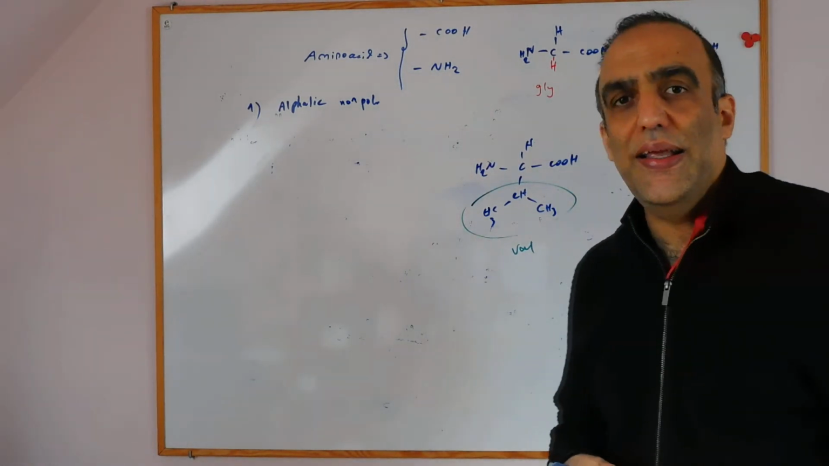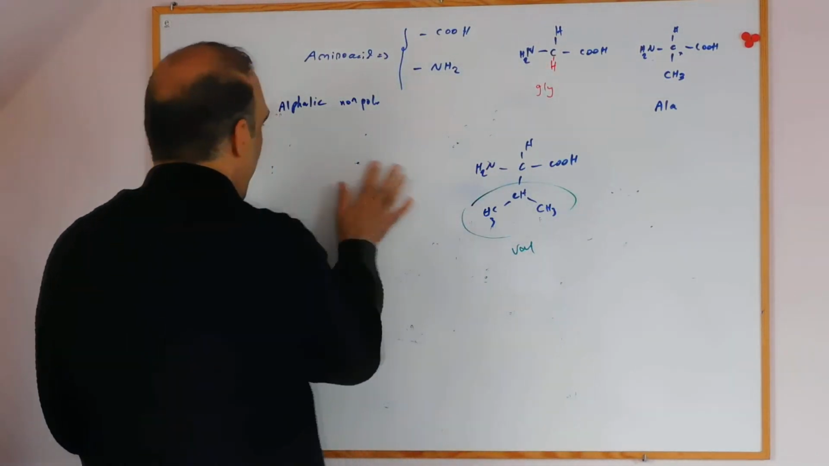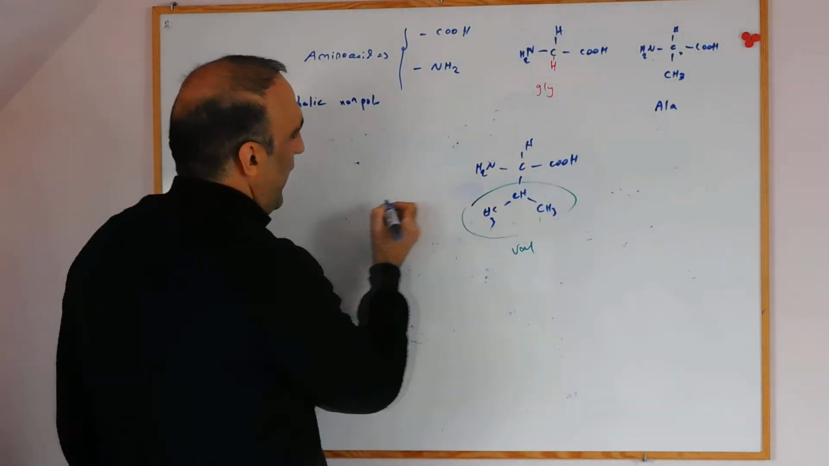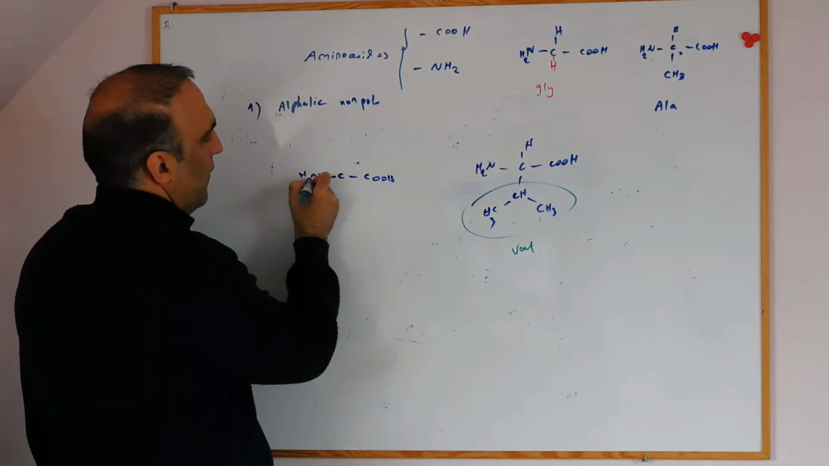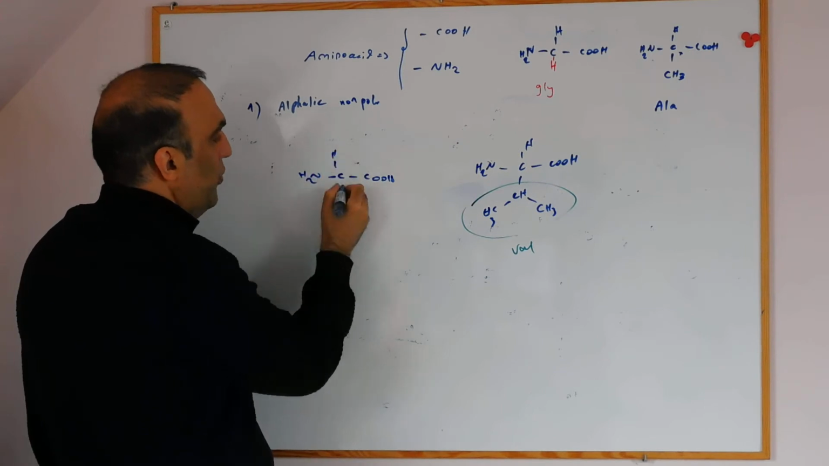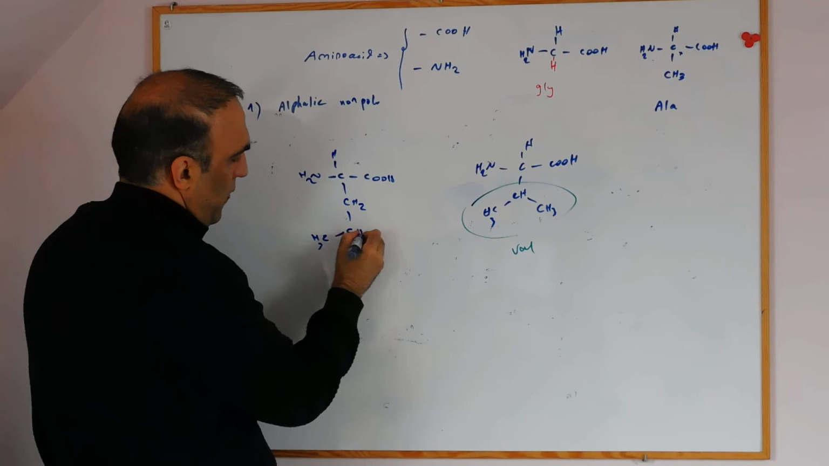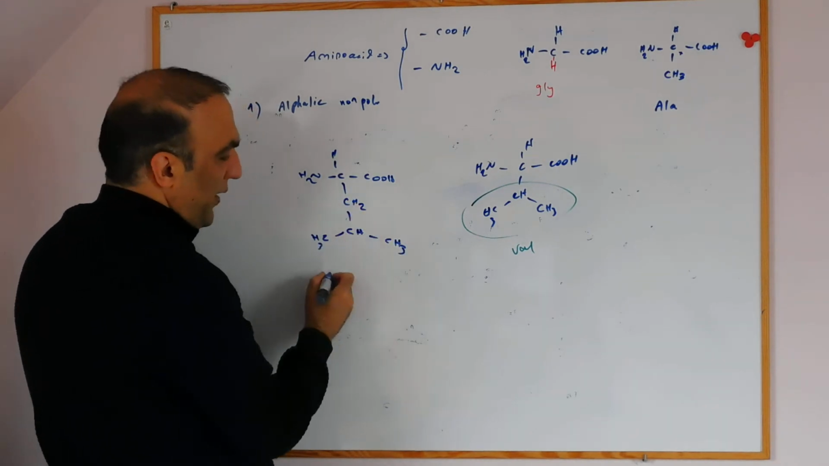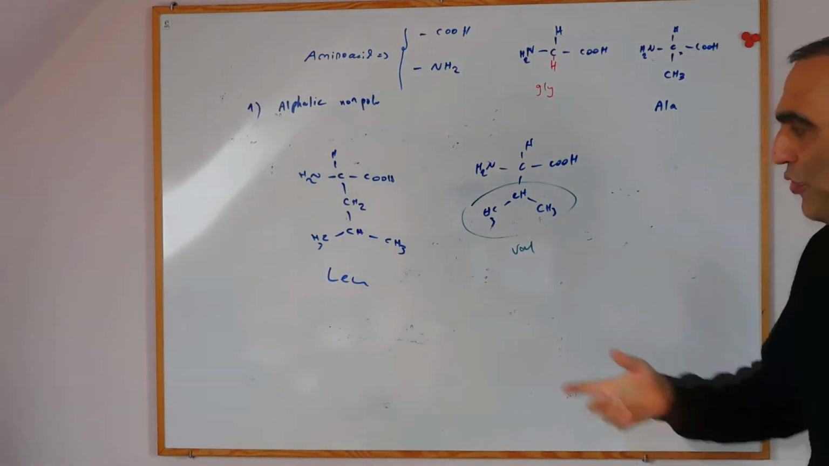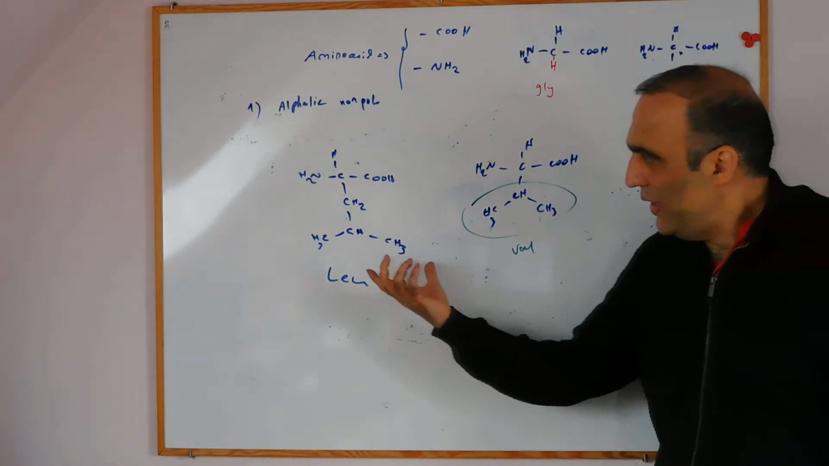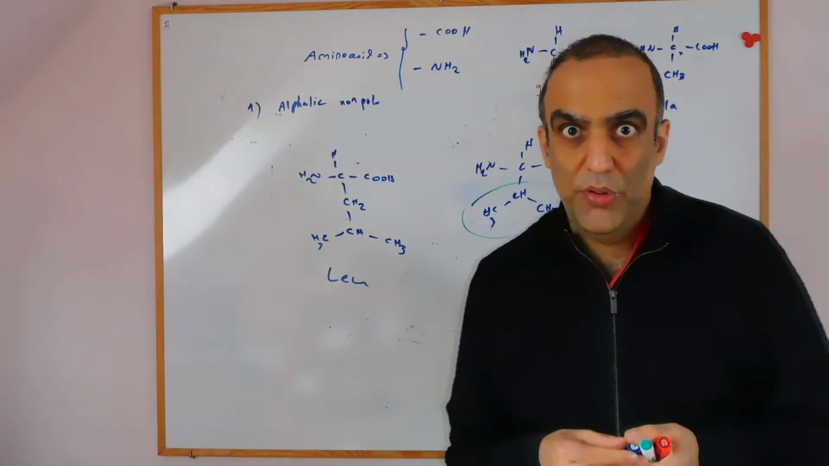If we add the isobutyl instead of the R group, it is leucine. In leucine, the R group is the isobutyl. As you see here, it is also a nonpolar aliphatic group, and it is very important.